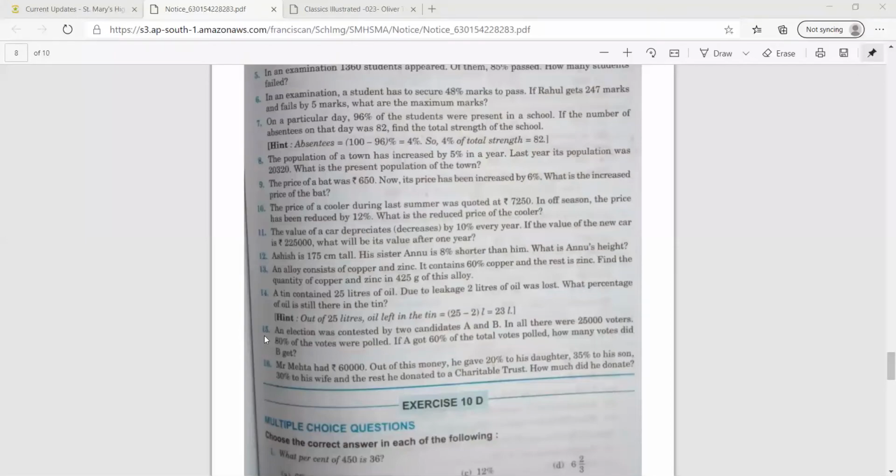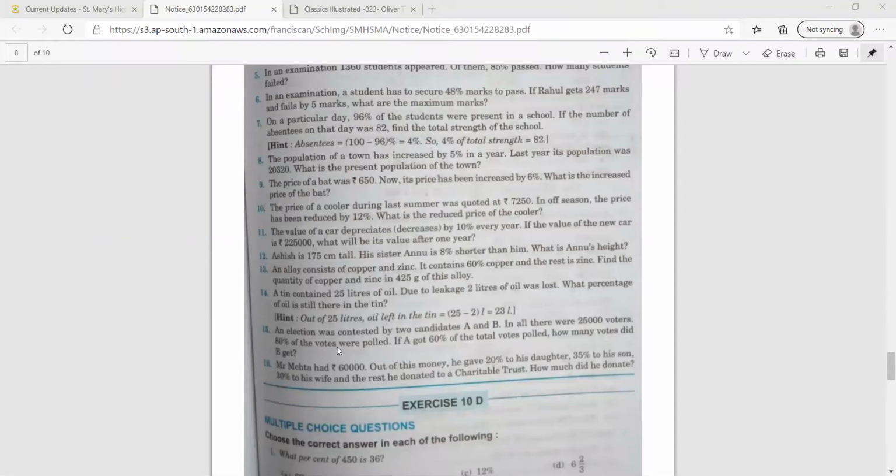Number 15. An election was contested by two candidates A and B. Means these two candidates, Mr. A and Mr. B, stood for election. It is called contesting an election. In all, there were 25,000 voters. So in that particular area, there are 25,000 voters.